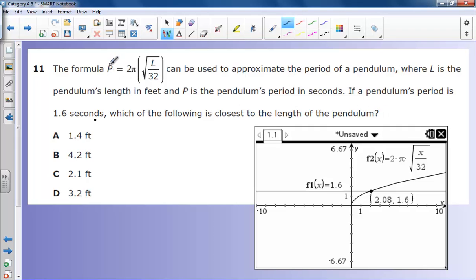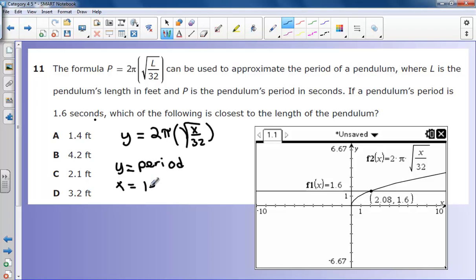So we're going to identify, first of all, since we're using our graphs to help with this, what P represents and what L represents. So if I'm graphing, then what I have is y equals 2 pi times the square root of x over 32. So y is my period of the pendulum, and x is the length of the pendulum. So that will help me when I actually get my intersection point, which I've done over here. That will tell me which part of that point I'm looking at.